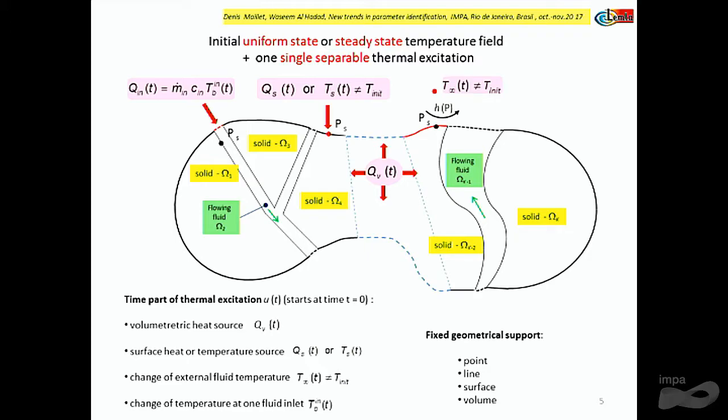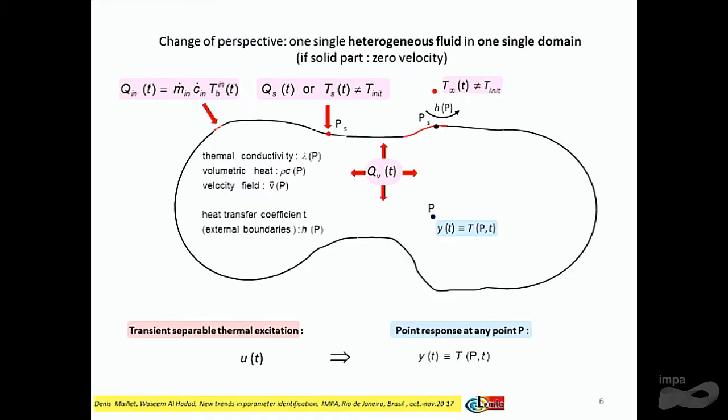In all this part, the separable excitation in space can be a point excitation, a line excitation, a surface excitation, or a volume excitation. Now, as a consequence of one of these excitations, you will get a transient temperature field developed at any point in the system. So if we call U of t one of these excitations, you will have, for example, a point response at any point. We'll call it y.